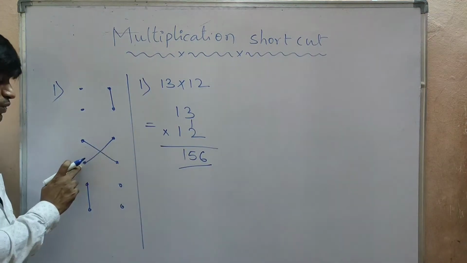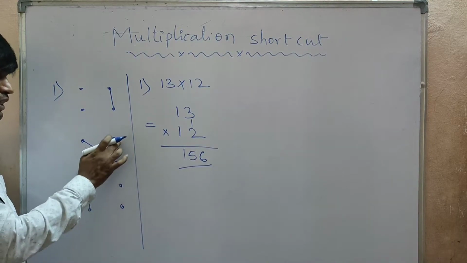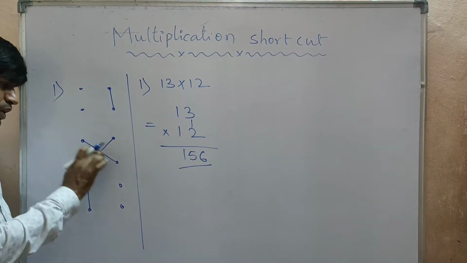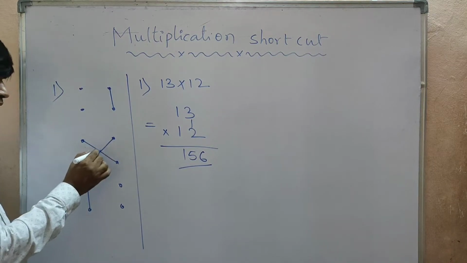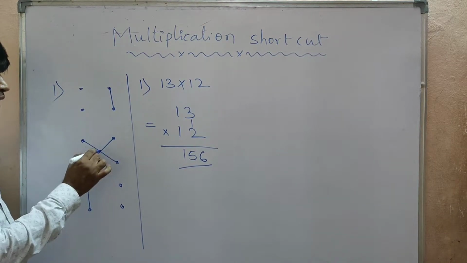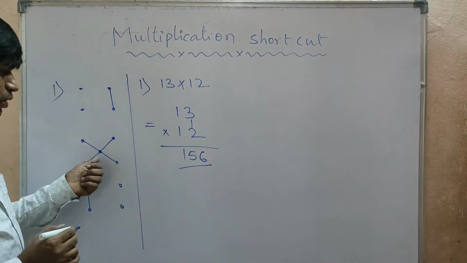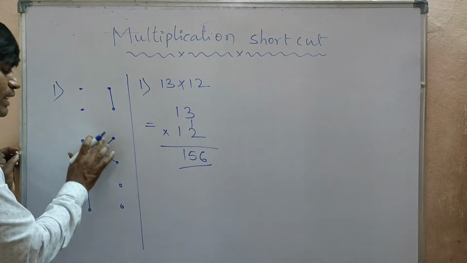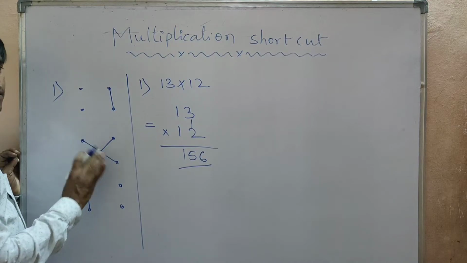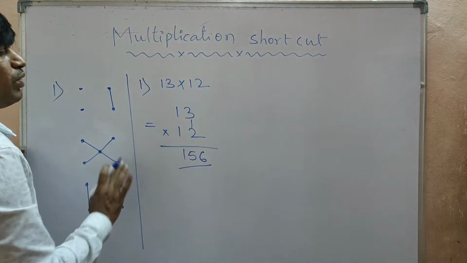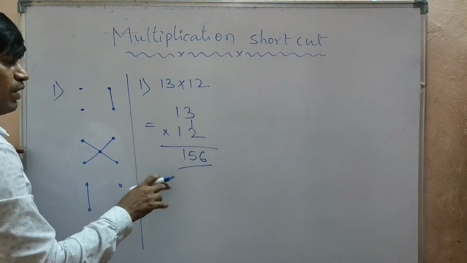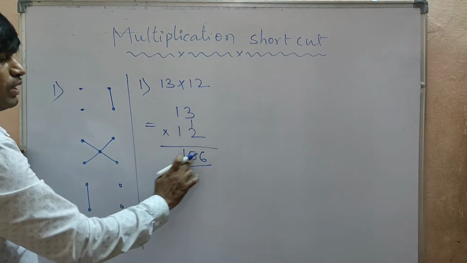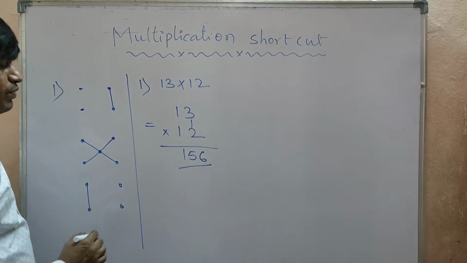Here, this one into this one, next this one into this one. When you take these two lines, they are intersecting at a point here. That's why, if the lines are intersecting, compulsorily you should take addition only. Now this one into this one plus this one into this one, after that this one into this one I am taking. Then your answer will be 156 only.